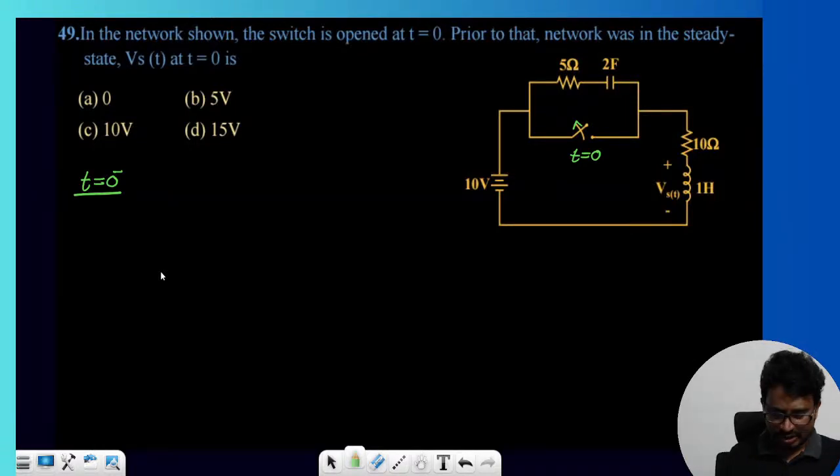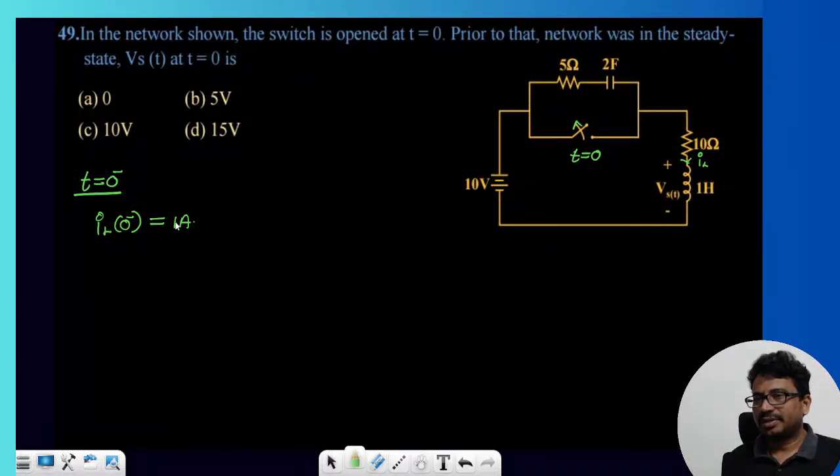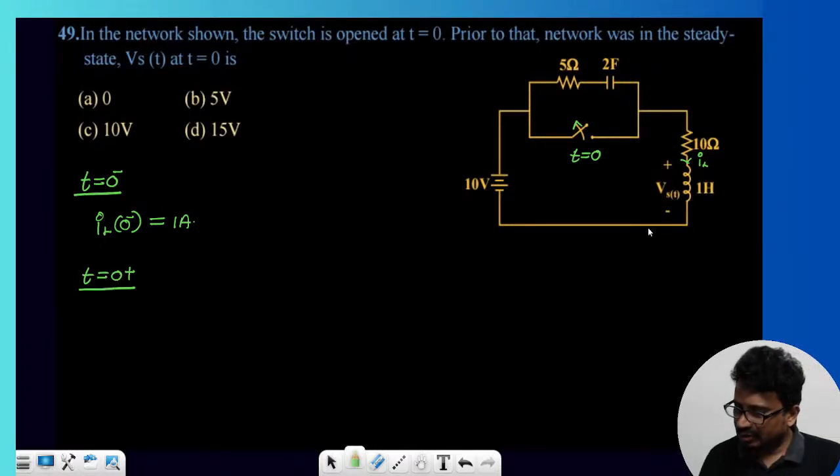So here the switch is closed. When the switch is closed, इस path में जाएगा ना. So if I call this current IL, what is IL of 0 minus? It should come to be 10 by 10, 1 ampere. Right. Now you tell me, at t equal to 0 plus, see what happens here.